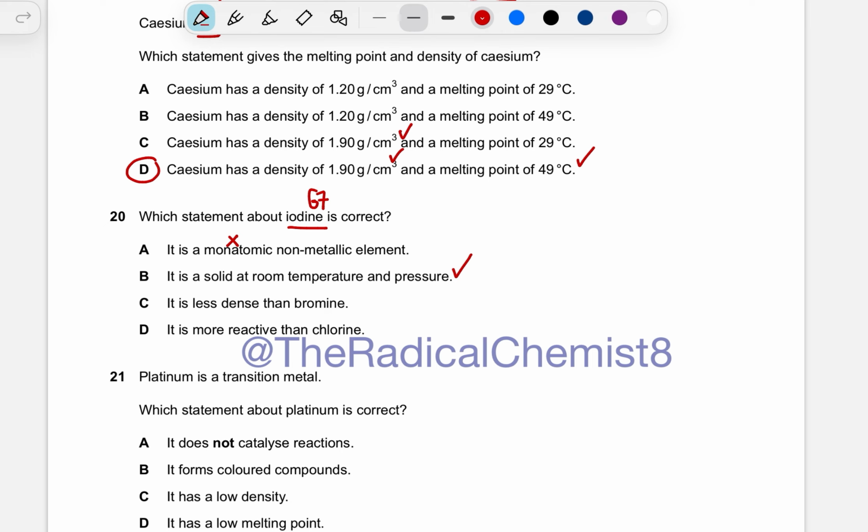So you need to know as you go down group 7, you go from gaseous elements being fluorine and chlorine, bromine is a liquid, and iodine, astatine are solids. Although iodine, you need to know it sublimes at room temperature, so it becomes a gas as well. So the answer is B.